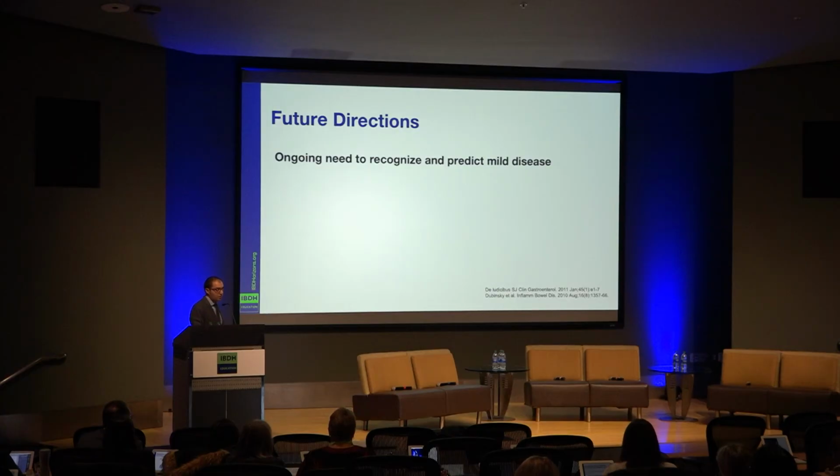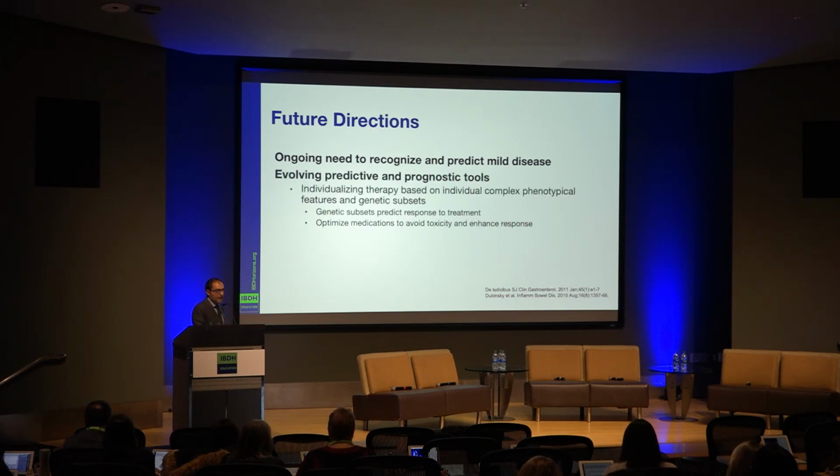So where's the future? We need to recognize what is mild disease, because most patients will have beyond mild disease. And we need to look more at the serologies and the genetics of the niche types of IBD. And these will probably help us predict which patients will need earlier surgery or earlier specific types of therapy. And maybe we can minimize toxicity from some of our therapies.